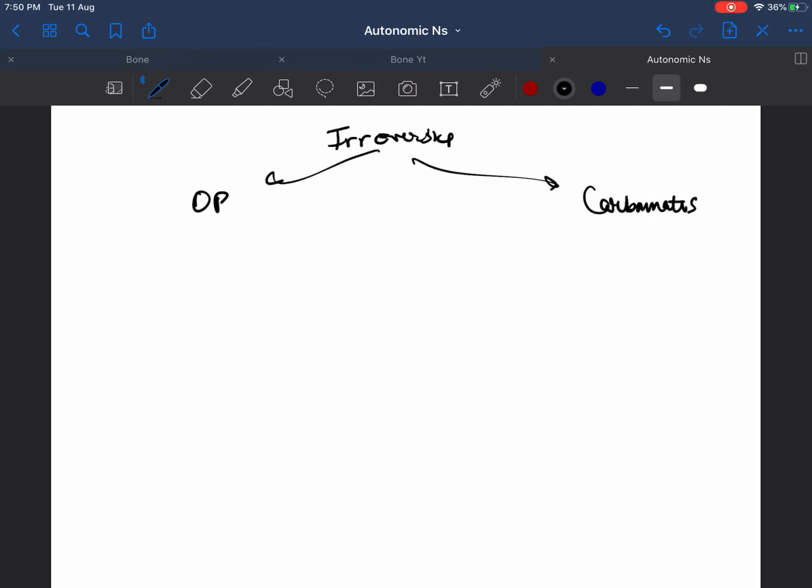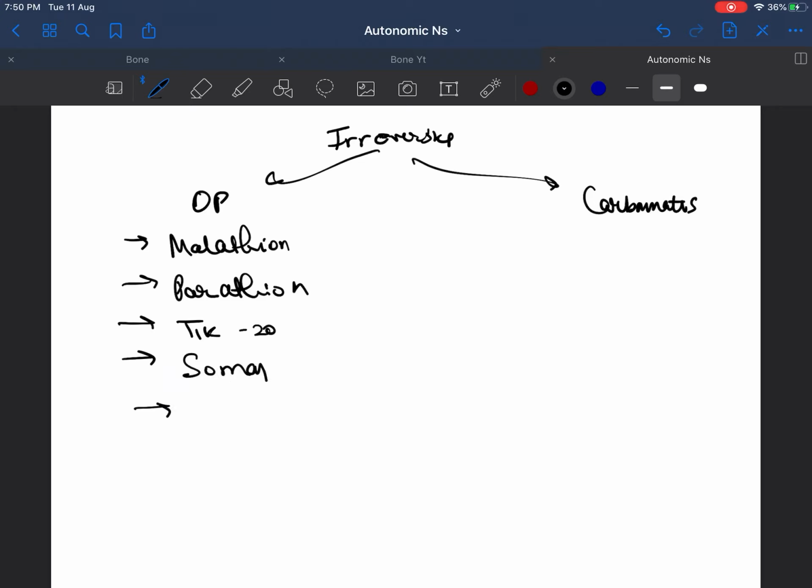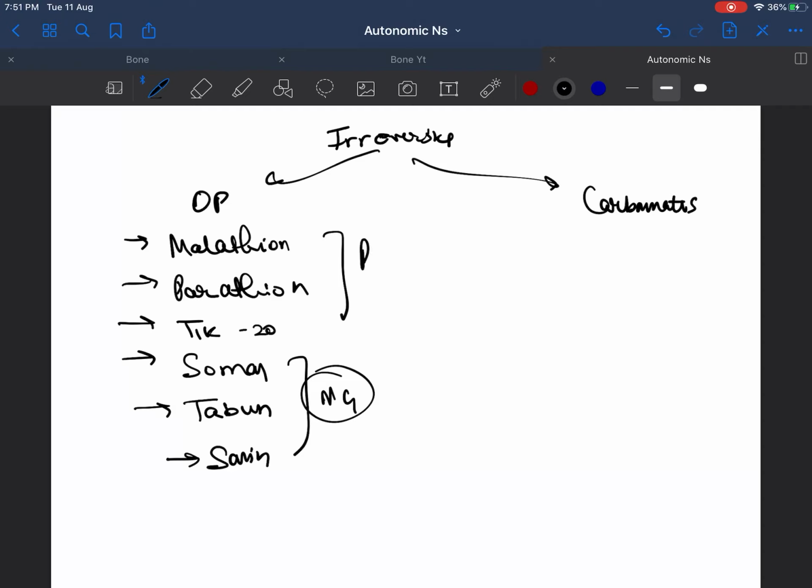So in the organophosphates, we have malathion, we have parathion, we have TEPP. We have what? We have Soman, Tabun, etc. These are actually the nerve gases. Sarin. These are the nerve gases. And malathion, parathion, and TEPP are what? Your pesticides.